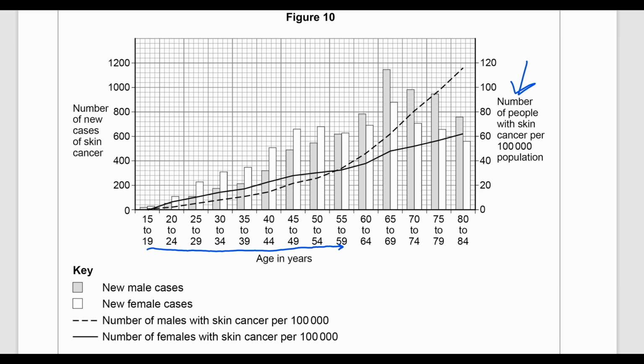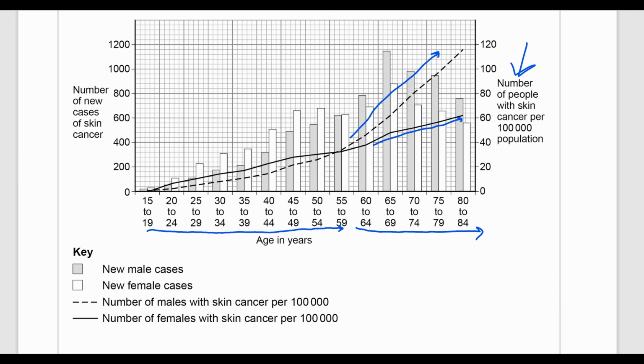Then after that, up until 84 years, you can see it's both increasing again. However, for males, the line is steeper. So as we said before when we were looking at lines, because the line is steeper, the increase is faster. So we can say the number of males with skin cancer increases faster than females. So we could say then for that first section, because the whole graph is showing increase, we can say that the increase is quite similar between the males and females from 15 to 59 years.